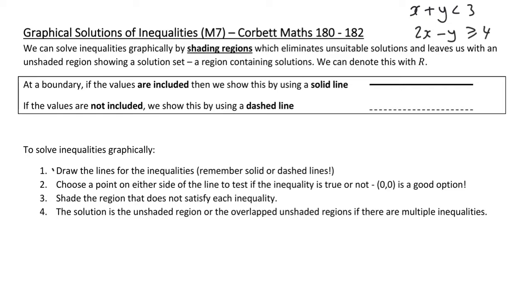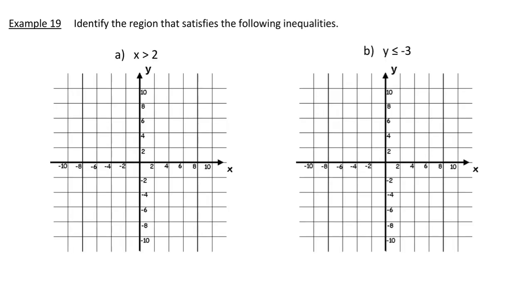The other thing that we do that's really good practice is to put in a capital R where the region is. So an R normally represents the region that is true. And we can represent multiple lines on the same graph and then use that overlapping area that's true for all inequalities to solve questions based on that. So if you look at this example then, where we have to identify the region that satisfies these inequalities.